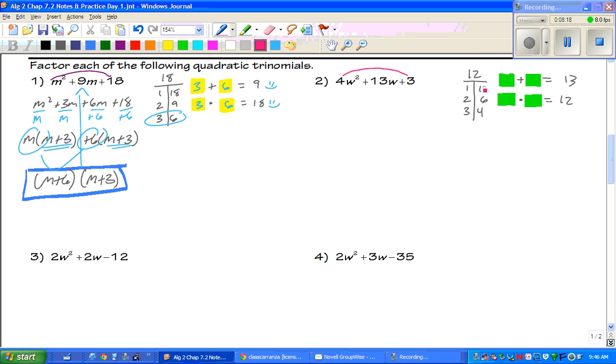Can you find the combination? Okay, should just be 1 and 12. So we have to split that middle term in 4w squared plus 1w plus 12w plus 3.